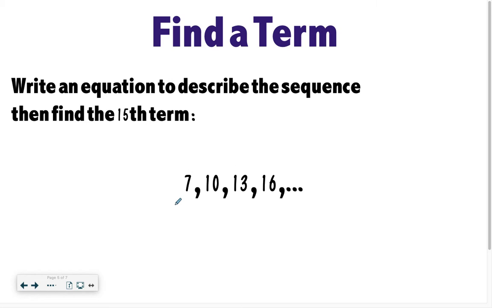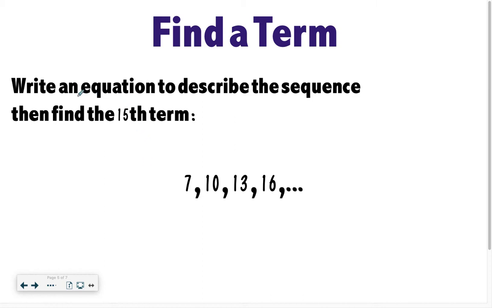Now, what if I asked you to find a term? Let's say I want, in this case, the 15th term. What you could do is keep writing out the numbers, or I'm going to show you a shortcut on how to find a term. What if I asked you to find the 150th term? You wouldn't want to sit there and write out 150 different numbers, right? So I'm going to show you a way that you can do that much faster than having to write out all of the different numbers.